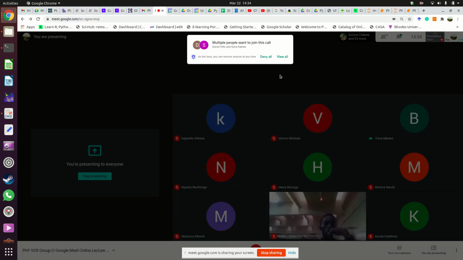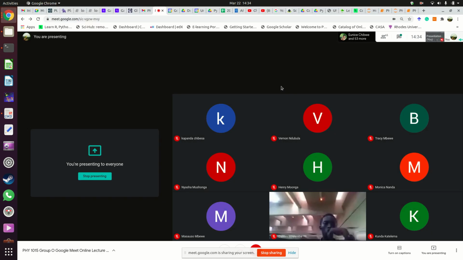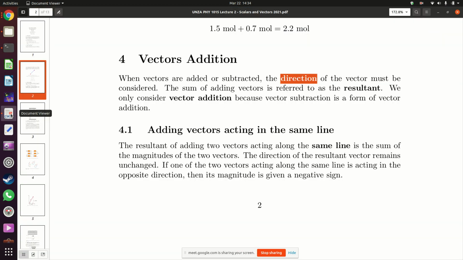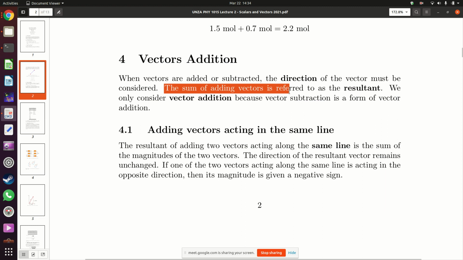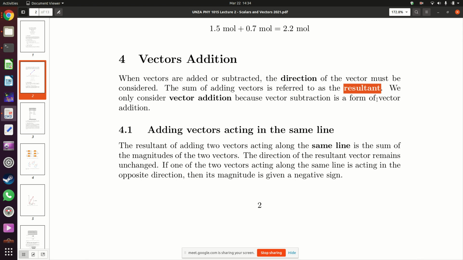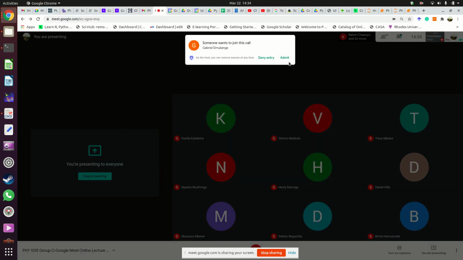The other thing, in terms of terminology, which we are going to introduce as a result of this addition of vectors, is what you get when you add or subtract vectors. The sum of adding vectors or subtracting them is what is called a resultant. So we have got a new word, the result of the addition or subtraction of vectors. It's called the resultant. This resultant is going to be important.